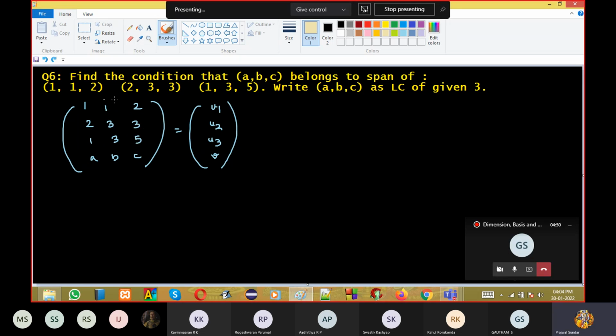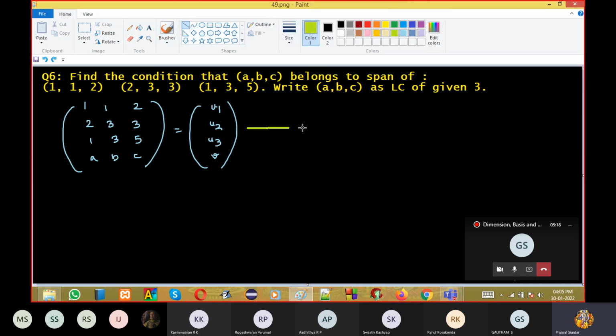I'm also writing another matrix here. I'm naming this row U1, this row U2, this row U3, and this row B. Now my aim is to reduce this matrix into row echelon form, and whatever operation I do here, I'll do side by side here. You'll understand as I do.